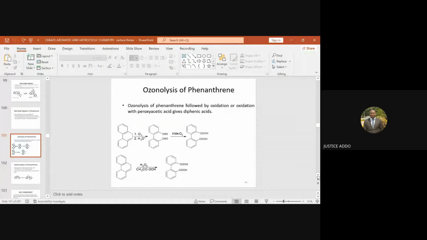Then ozonolysis. Ozonolysis, that's oxidation followed by using peroxyacetic acid. And then you form, if you use ozone, you form 2 aldehydes. But you know, aldehydes too are further oxidized to what? Acid. So if you use a strong oxidizing reagent, then you form a diacid. But if it is just ozonolysis, you form a dialdehyde. Okay. So this one is a strong acid, so you form the diacid straight.